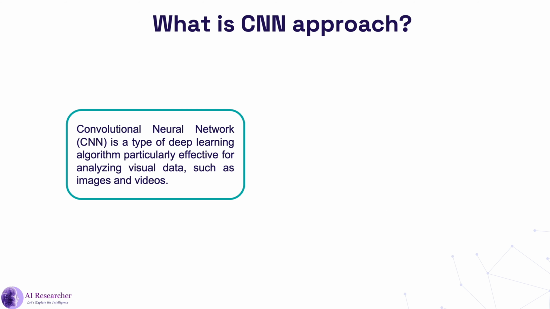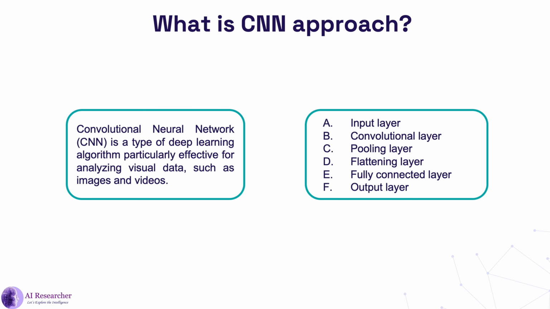CNN transforms raw image data into a form that is easier for computer to process without losing important information. So it is not just used for recognizing objects, but it's also understanding and classifying them at a much deeper level. So let's break down the structure of convolutional neural network into layers.